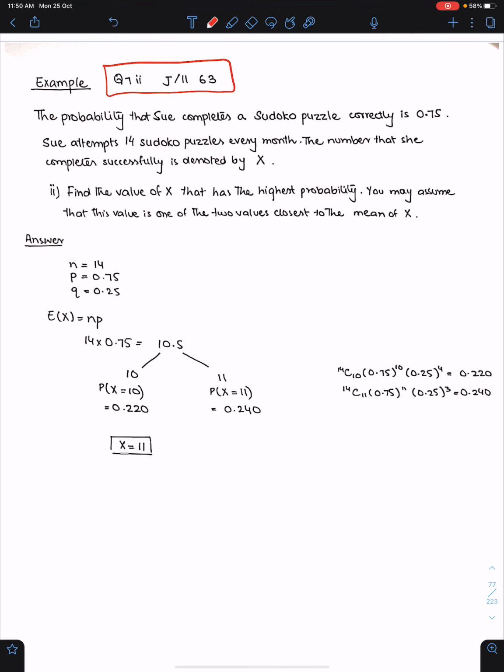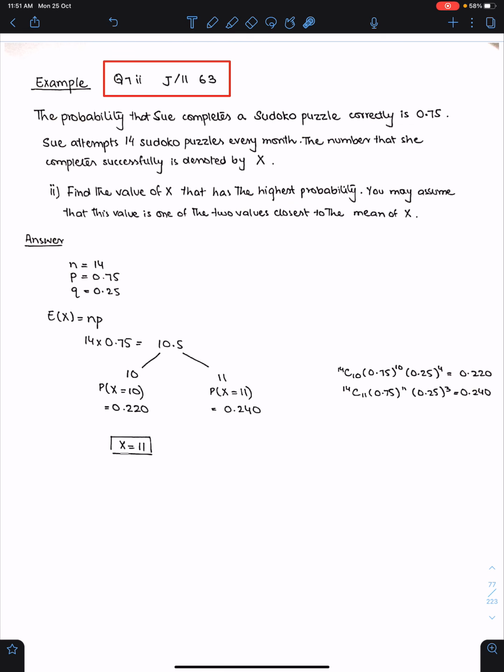This is question 7 part 2 of June 11 paper 63. The probability that Sue completes a Sudoku puzzle correctly is 0.75. She attempts 14 Sudoku puzzles every month. This is n. The number that she completes successfully is denoted by x. Find the value of x that has the highest probability. You may assume that this value is one of the two values closest to the mean of x.